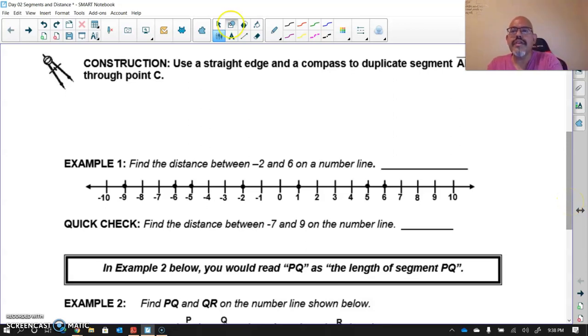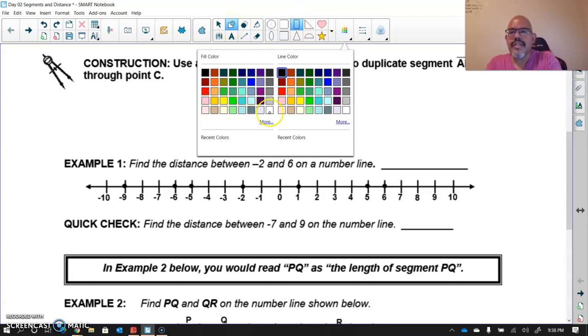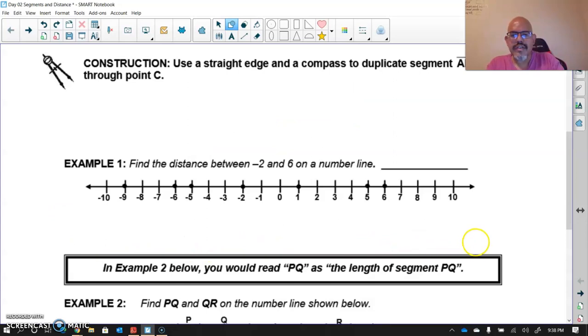Let me get rid of the thing right here because we really don't need that. We don't need the quick check, so we don't want to look at that. Okay.